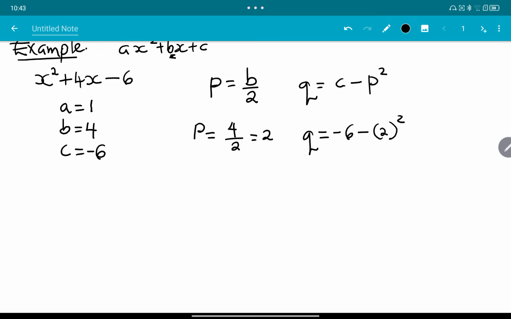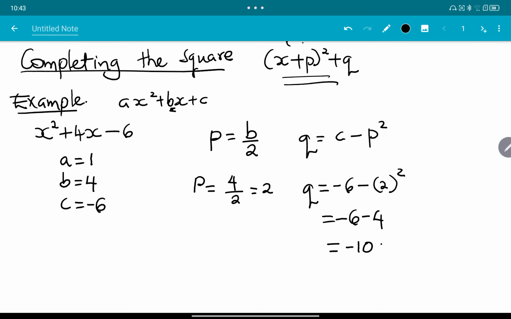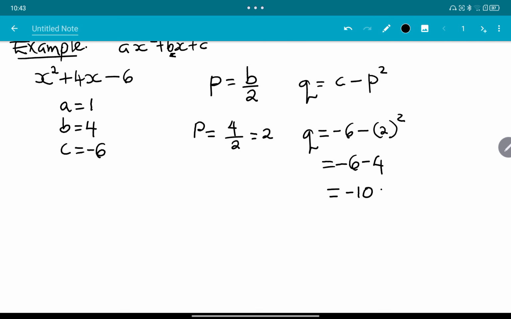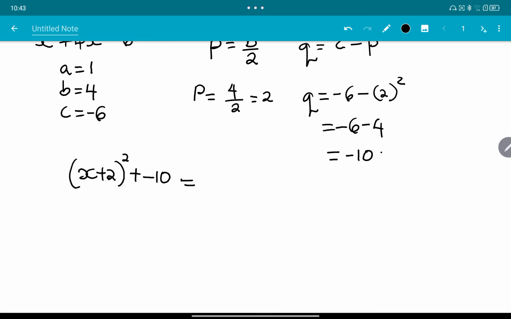What is our p? 2 squared. So this is negative 6 minus 4. Negative 6 minus 4 is negative 10. Then once we get this, we replace them in this expression here. So we need to write it in the form x plus p. Our p is 2. So it will be x plus 2 squared plus q. What is q? Negative 10. Okay. Plus negative 10, that is minus. So this is basically x plus 2 squared minus 10.